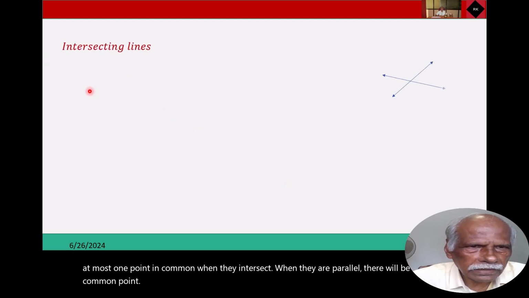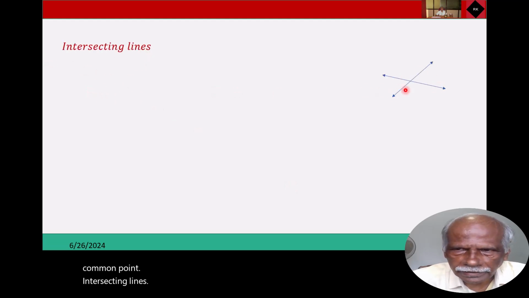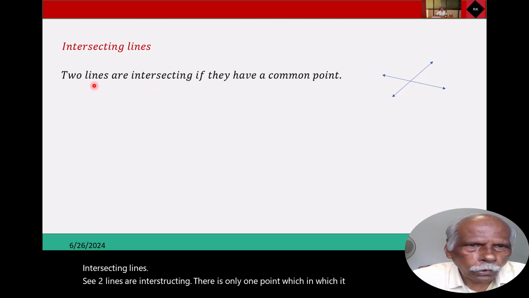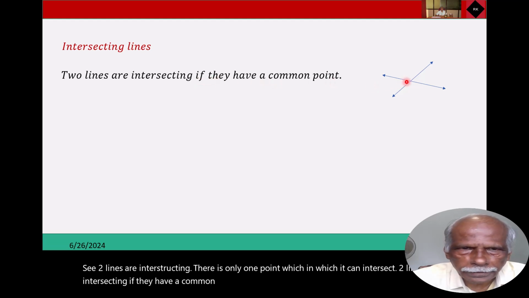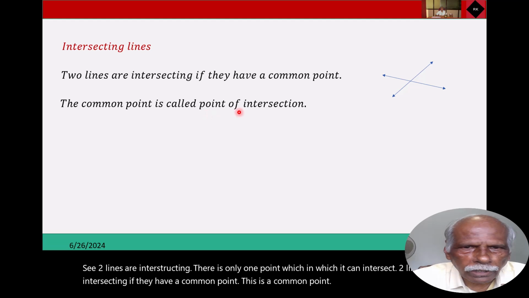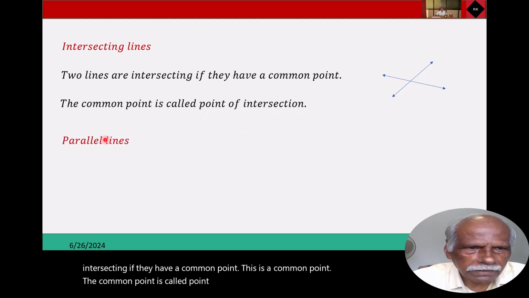Intersecting lines. See, the two lines are intersecting. There is only one point at which they can intersect. Two lines are intersecting if they have a common point. This is a common point. The common point is called the point of intersection.